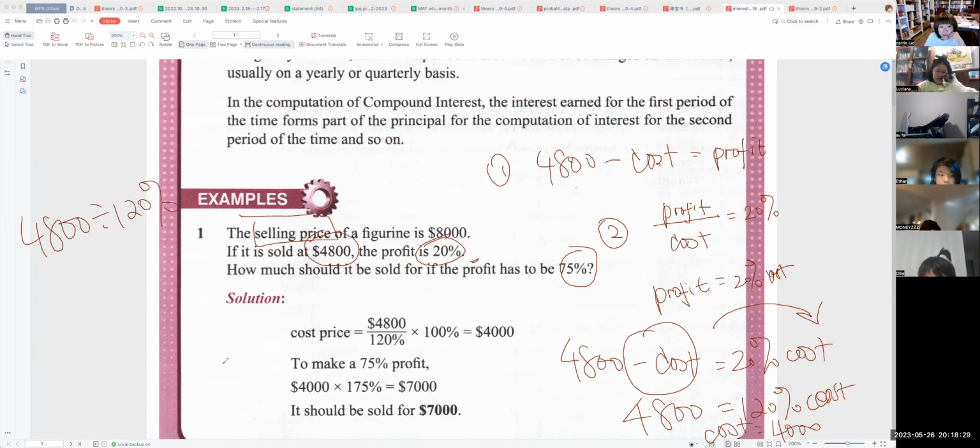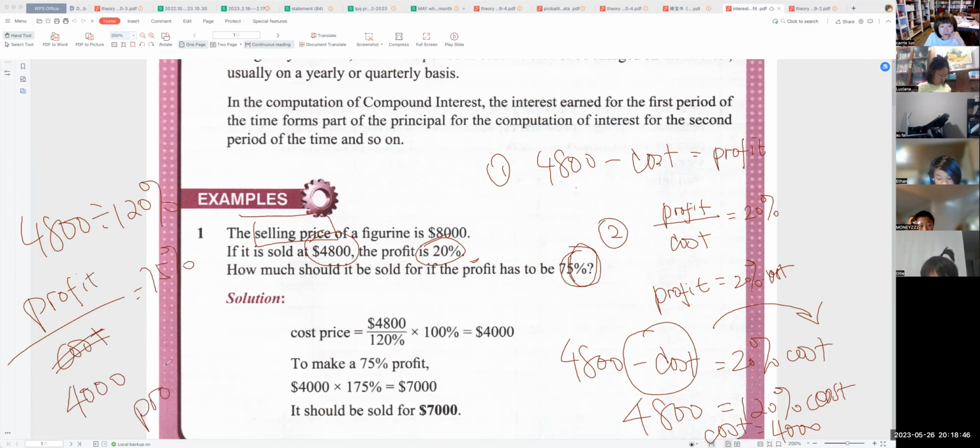So now we know the cost is 4,000 and we know the profit rate is 75%. So the profit divided by the cost equals 75%. The cost is 4,000. So profit equals what? Profit equals 75% times 4,000. So the answer is 3,000.